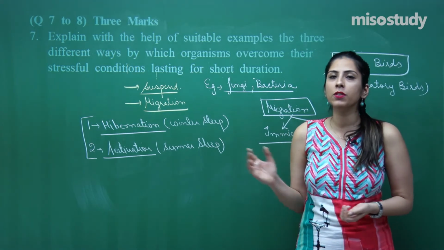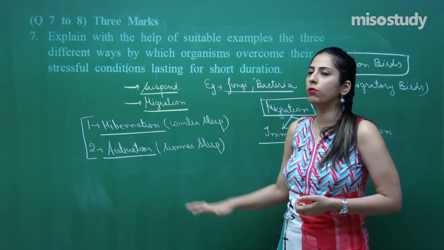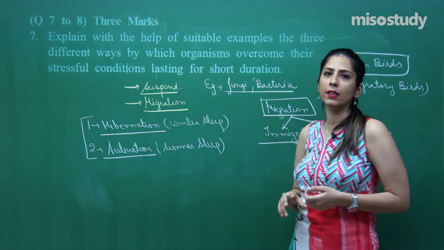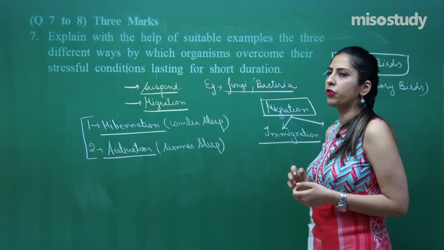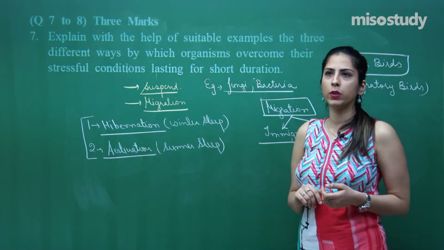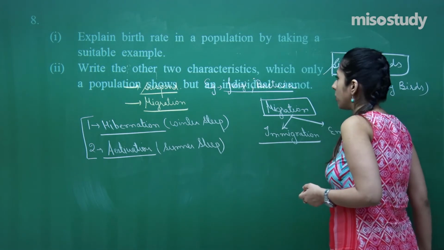Right? And we have discussed each of these in detail in the session. Hope you remember that, and you have to write each and everything in detail. So this was question number 7, a 3 marks question. This is how you have to attempt. Let's move on to the next question, question number 8.